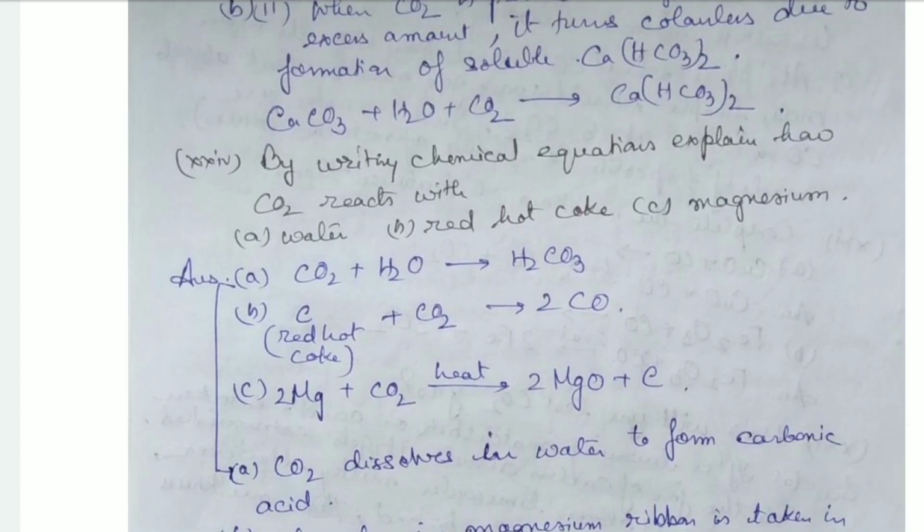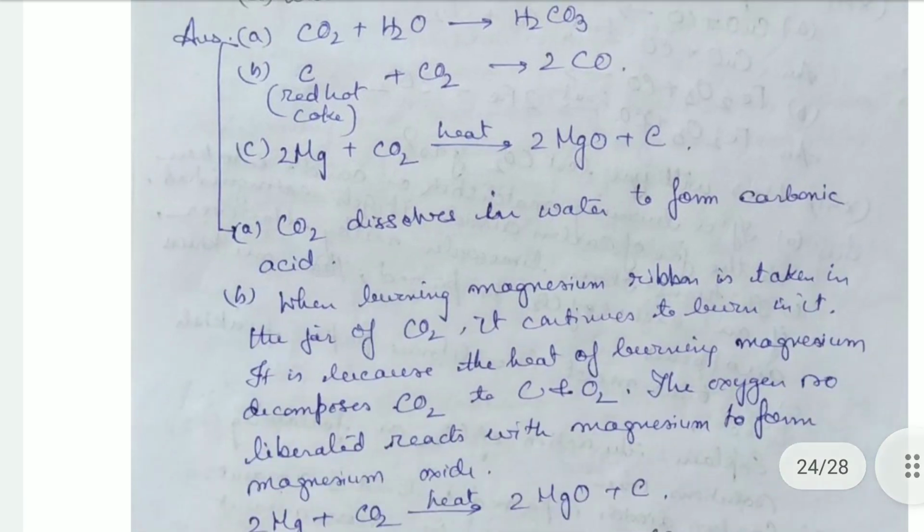Now, by writing chemical equations, explain how carbon dioxide reacts with water, red hot coke, and magnesium. When carbon dioxide reacts with water, it forms carbonic acid. Carbon dioxide dissolves in water, forming carbonic acid. Now when carbon dioxide is passed through red hot coke, it forms carbon monoxide.